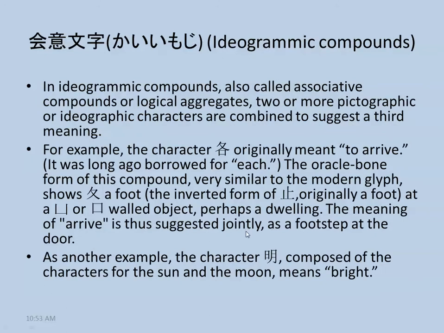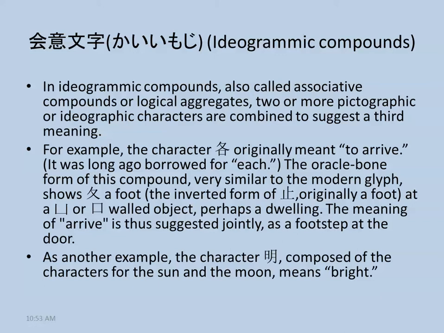So, for example, this character originally meant to arrive. Nowadays, we look at it and we think of it as a character that means each, but try not to think about that right now. Originally, way back in Chinese history, it meant to arrive. The oracle bone form of that compound was very similar to the modern glyph and shows this character, which was representative of a foot, and this, which was a walled object. And so the meaning of arrive is suggested as a foot crosses a doorstep.